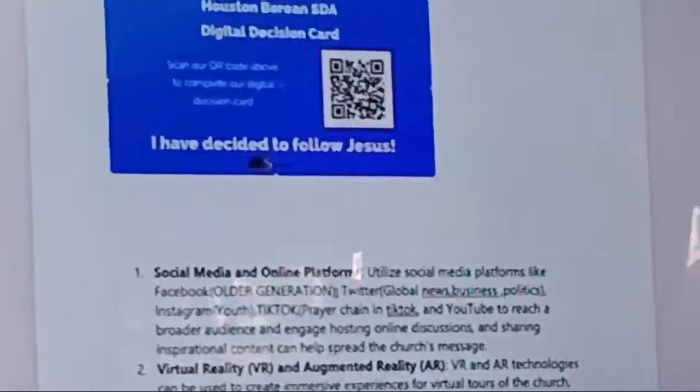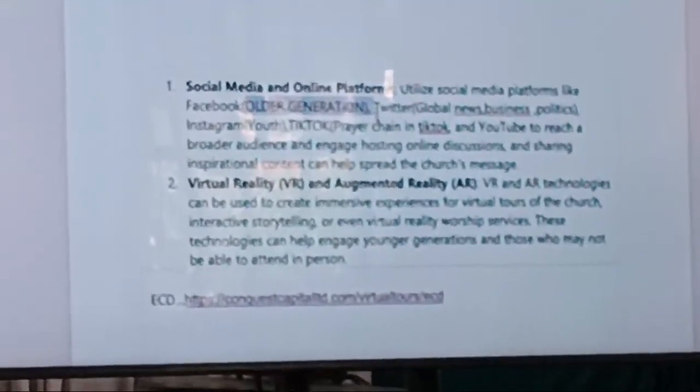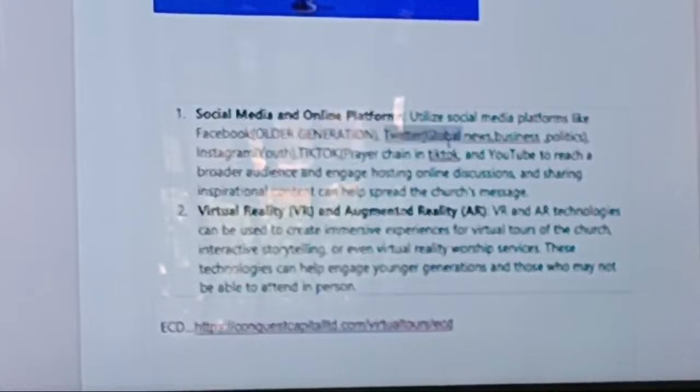Now, I'd like to say something about social media. I'm sure most presenters that came before me must have talked about these. But I want us to look at the relevance of social media. We talk about Facebook and all that, but Facebook is more of the older generation, my generation and above. When you want to get the business class people, the guys who are concerned with global news trends and politics, they are mostly on Twitter. Now, youth are mostly on Instagram and also on TikTok.